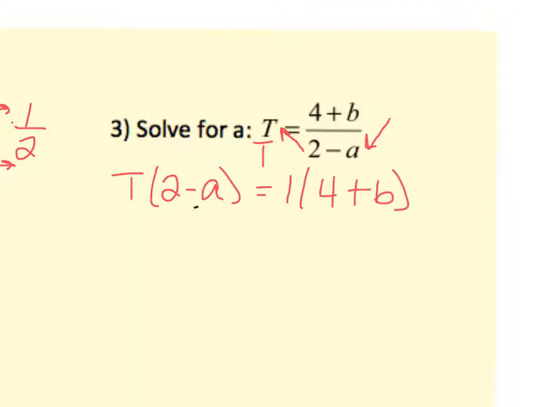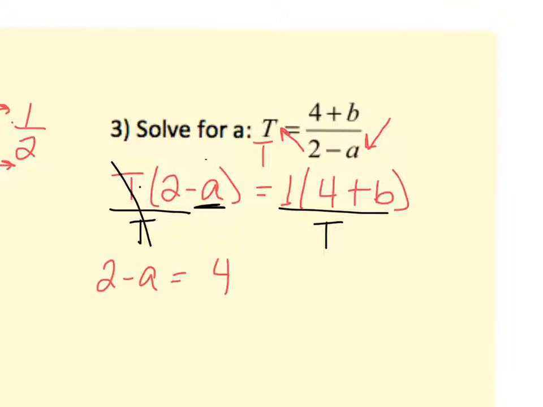Since the variable that I'm solving for is inside the parentheses, I am not going to distribute the t, just like that first one. Instead, I'm going to divide by t on both sides because that t is being multiplied to that group. I'm going to divide by t here. So now that t gets divided out, and I'm left with 2 minus a equals this 1 here, which doesn't really do anything, so I can drop that. 1 plus 4 plus b over t.